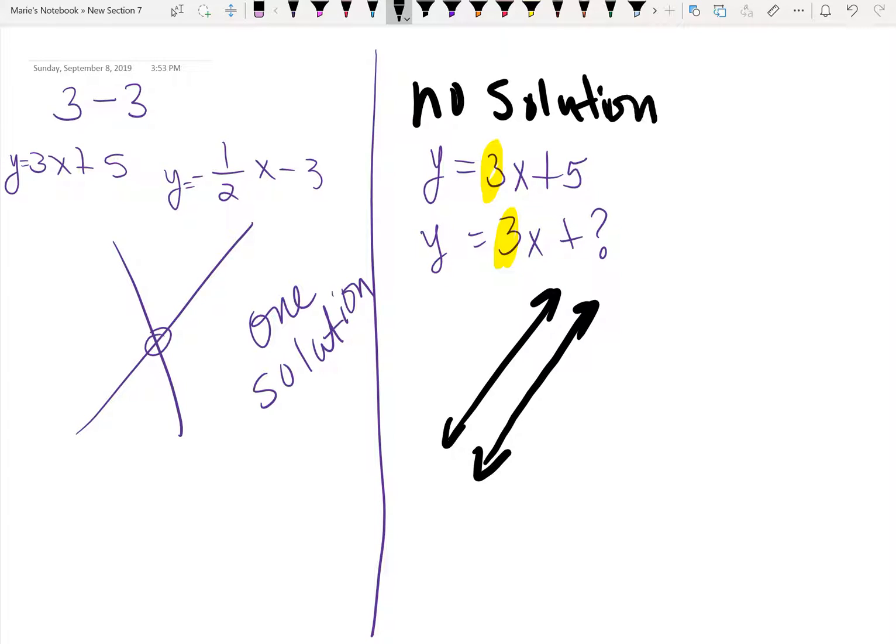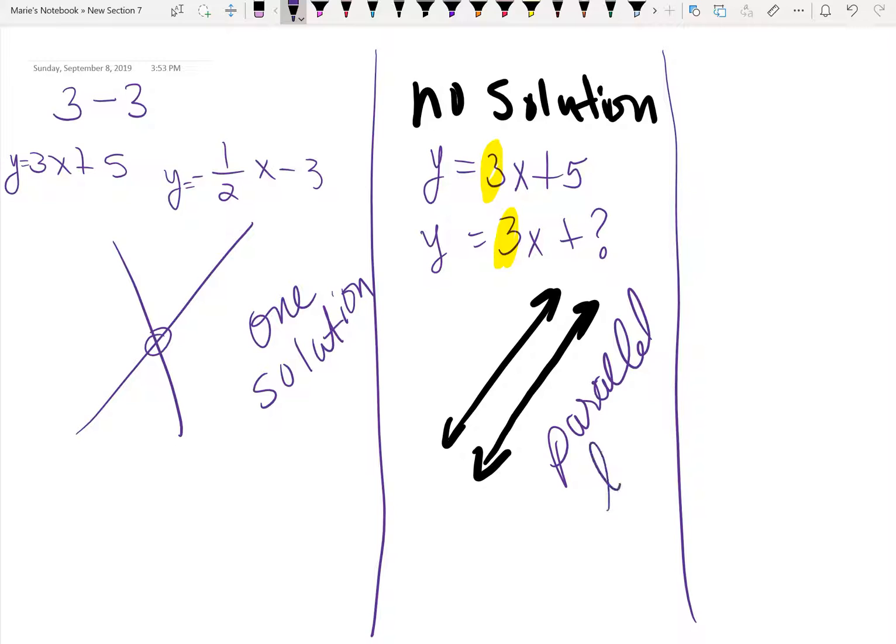Alright, and then the next example that you had, which was the same line, and so let me just write here, parallel lines, so you're looking for the same slope. Alright, and then the last solution is infinitely many solutions. So infinitely many.